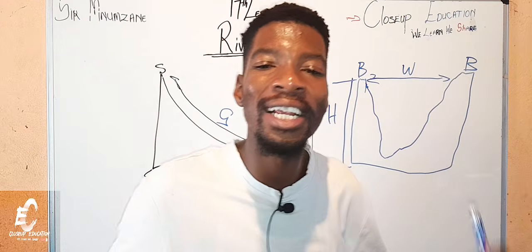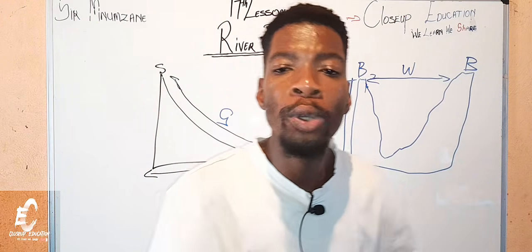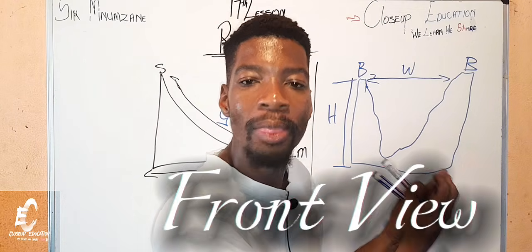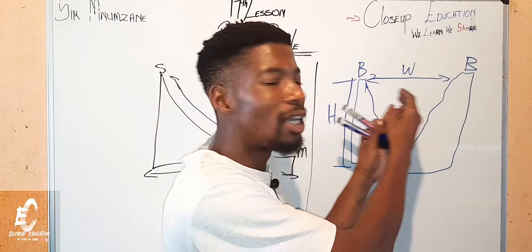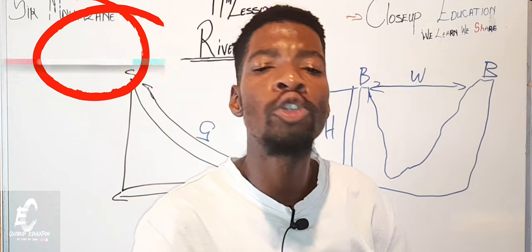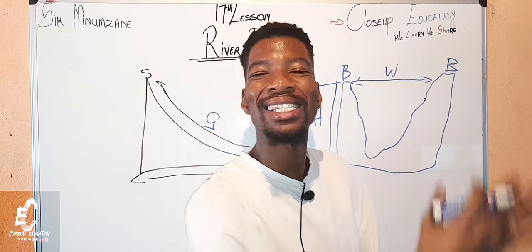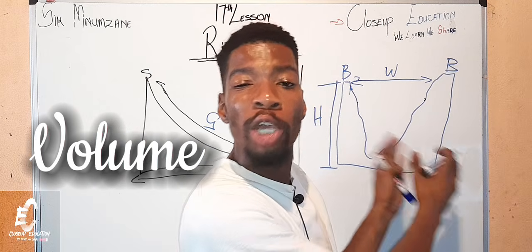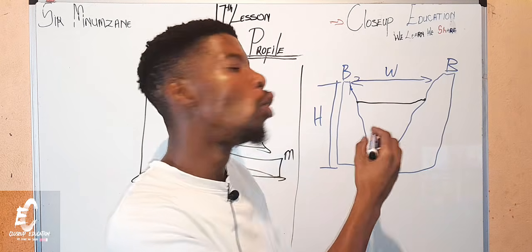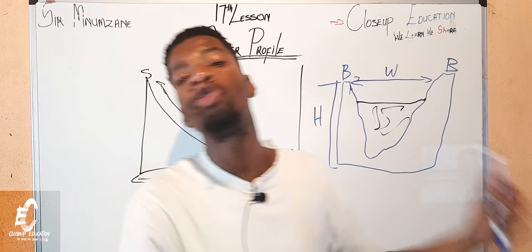So what definition do we give the cross or transverse profile? We say it is a front view of a river which shows the river from bank to bank. And what else does it show us? It shows us the volume of the water found on that particular river which we are studying.